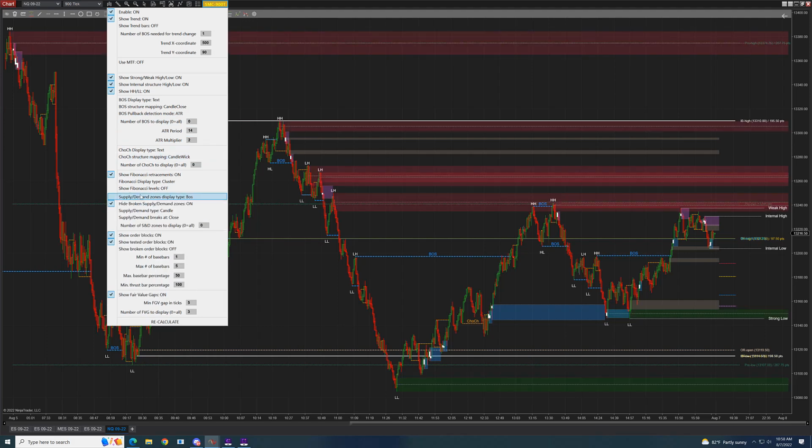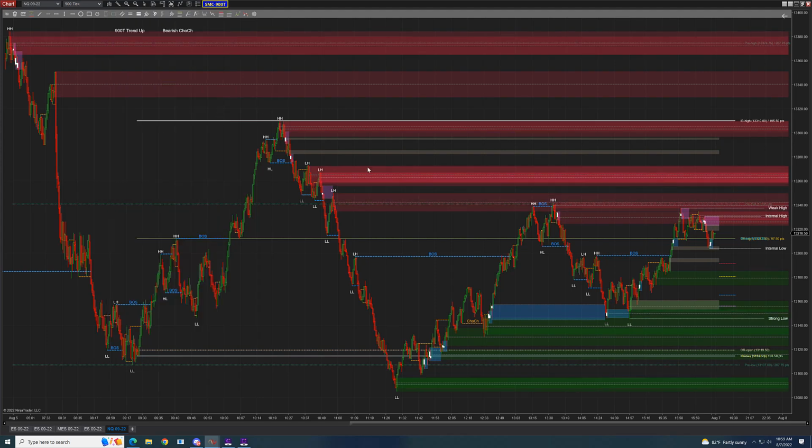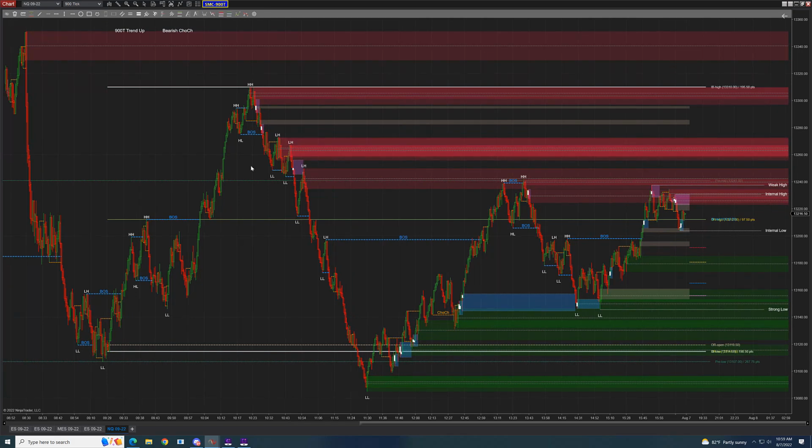Here we go. This is currently set to break of structure only. So now I'd have break of structure only, fair value gaps, and order blocks. Now if I go back to it and go to break of structure and change of character, now I've got, right, just change of character, not break of structure. Now I've got everything turned on.